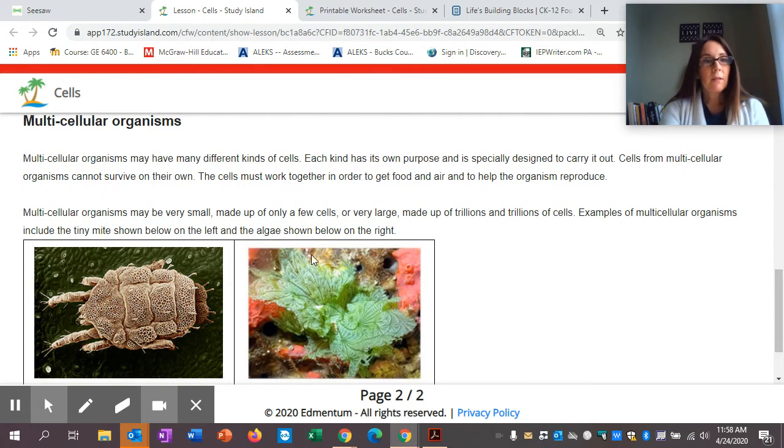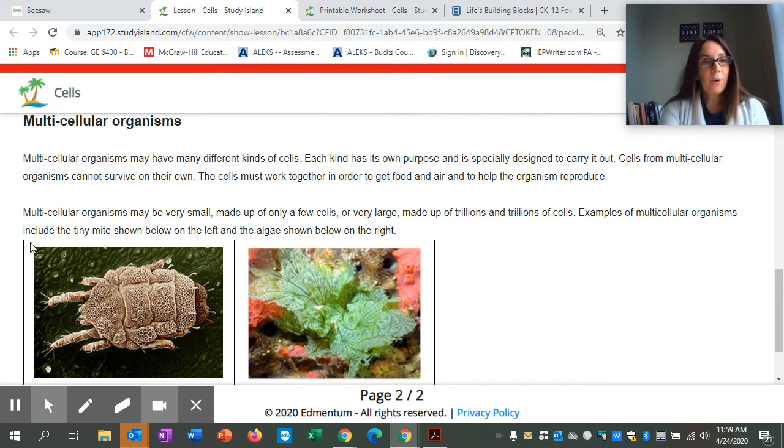Multicellular organisms. Multicellular organisms may have many different kinds of cells. Each kind has its own purpose and is specially designed to carry it out. Cells for multicellular organisms cannot survive on their own. The cells must work together in order to get food and air and to help the organism reproduce. Multicellular organisms may be very small, made up of only a few cells, or very large, made up of millions and trillions of cells. Trillions and trillions of cells.